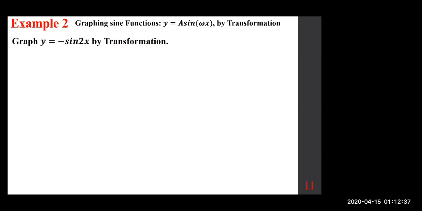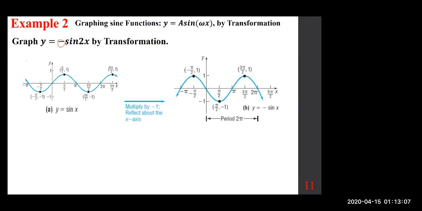There are a couple of transformations taking place here, class. Number one, we notice this negative sign. So first, we can graph the basic function sine x, and the negation sign will flip it over. What I want you to notice is this, class.